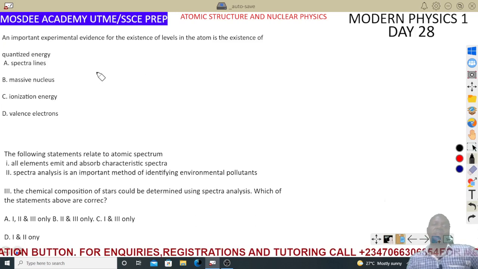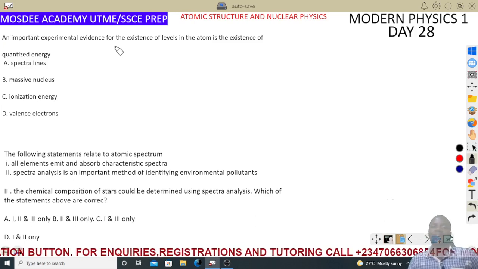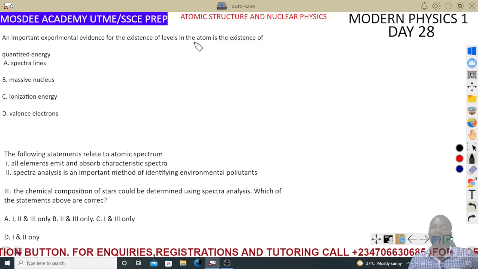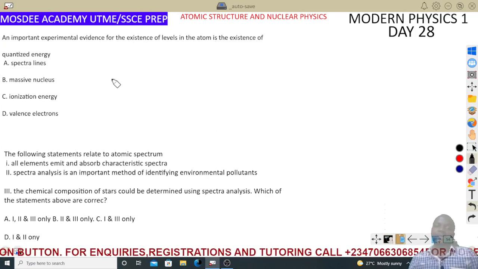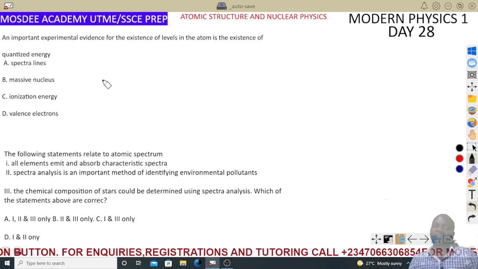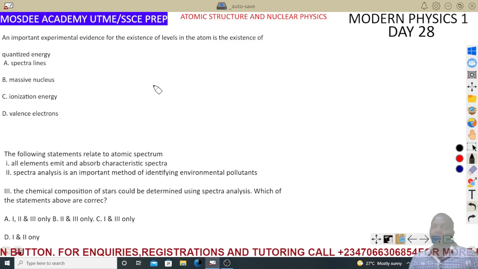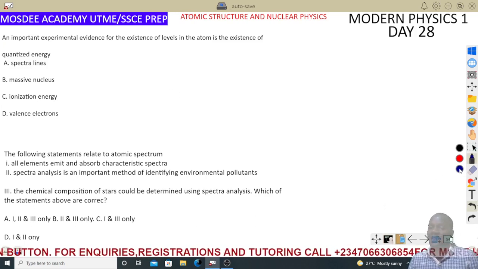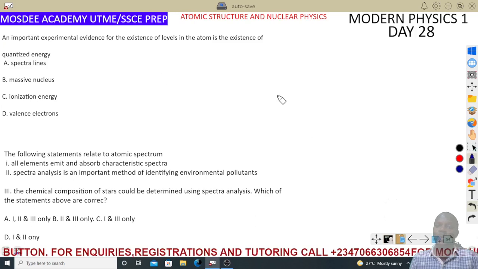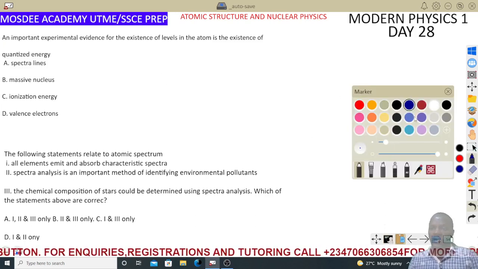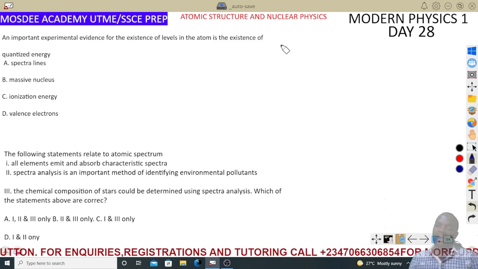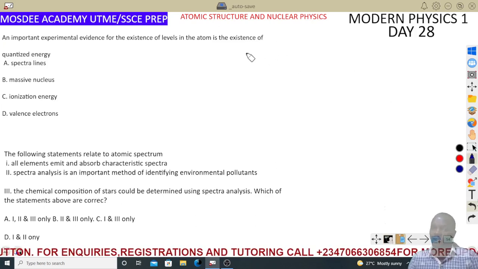Now, the first thing is an important experimental evidence for the existence of levels in the atom, which is the existence of quantized energy. Before we understand this, let me quickly introduce us to the origin of the atomic structure, or structure of an atom.